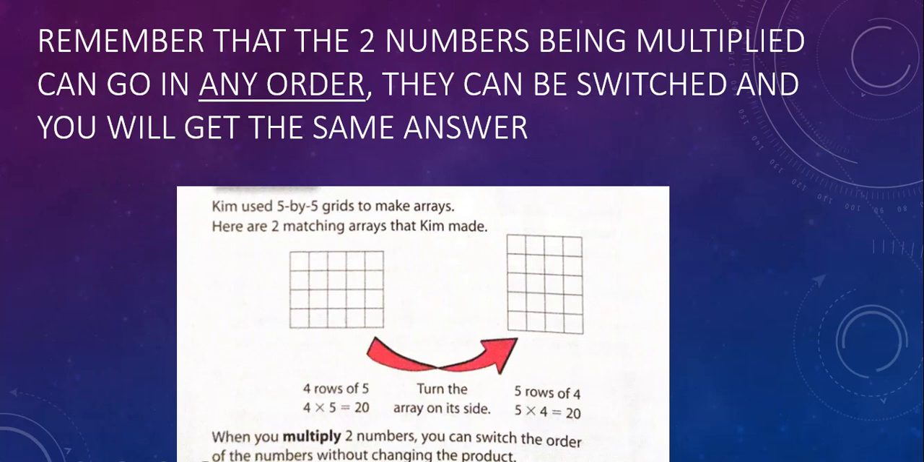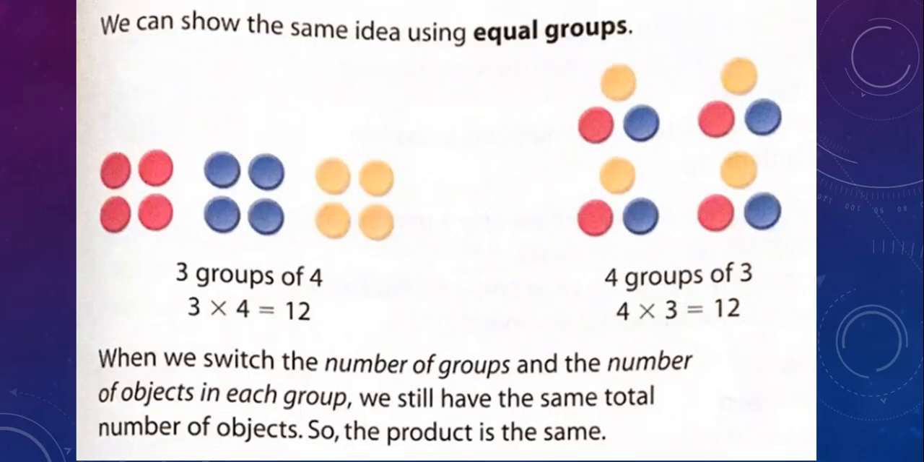Remember that the 2 numbers being multiplied can go in any order, so they can be switched and you will get the same answer. 4 times 5 is the exact same as 5 times 4. It doesn't matter what order you put it in. It will not change the product, which is the answer. So 4 times 5 or 5 times 4 will always be 20. Okay, and same with equal groups.